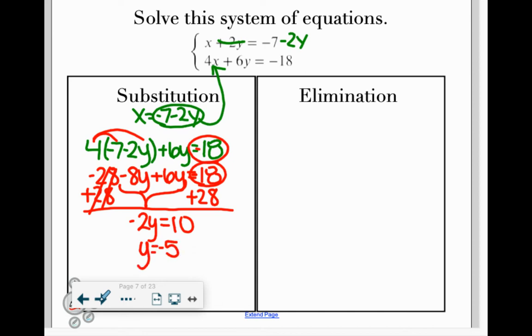But a system needs an x equals and a y equals. So in order to find what x equals, you're going to take that negative 5 that you just found, and you're going to plug it into the part that you had substituted originally, right here. Okay. And that becomes negative 7 plus 10, because negative 2 times negative 5 is positive 10, and that ends up being 3.